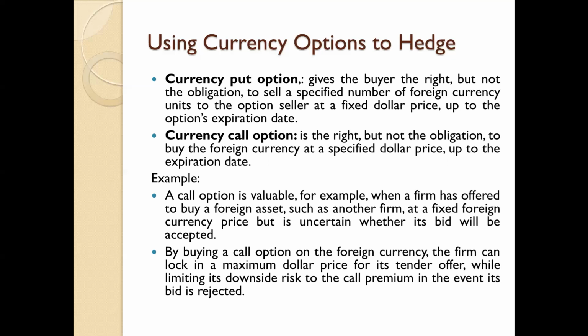But until the bid date we don't know whether we will receive the assets or not. Then a better option is that you can buy a call option contract. If you win the bid, you can buy the foreign currency at the currency option rate and settle the transaction. So the firm can lock in the maximum dollar price for a tender offer while limiting its downside risk to the call premium in the event its bid is rejected.